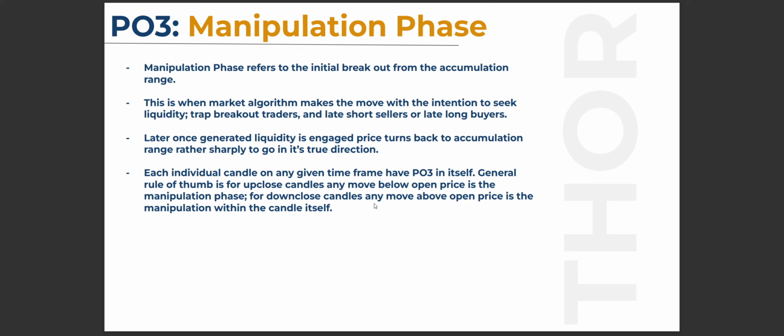And each individual candle also has its own PO3, power of 3. So the general rule of thumb is, for up close candles, any move below its open price is the manipulation phase, and for down close candles, any move above the open price is the manipulation within the candle itself. And it happens on any time frame. That candle can be a daily candle, weekly candle, hourly candle, even a 1 minute candle. They all have power of 3 in themselves on the candles.